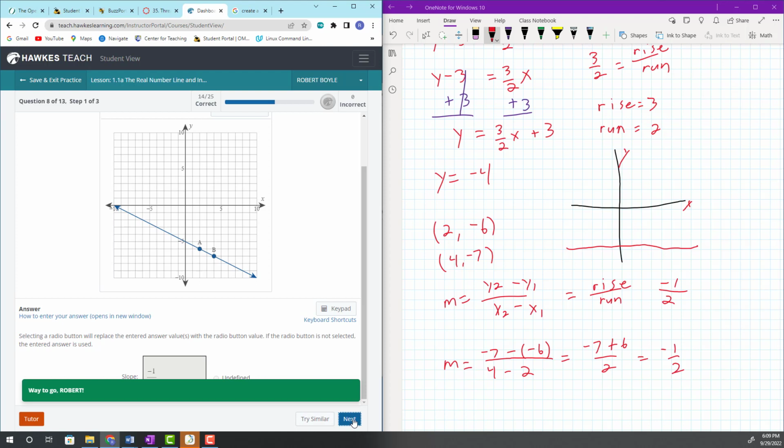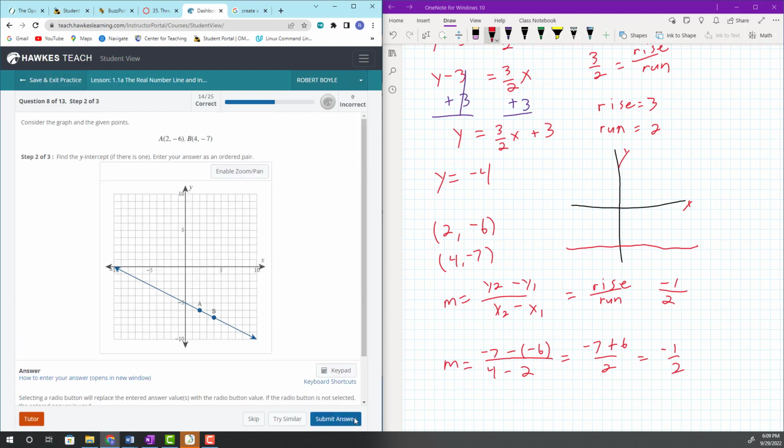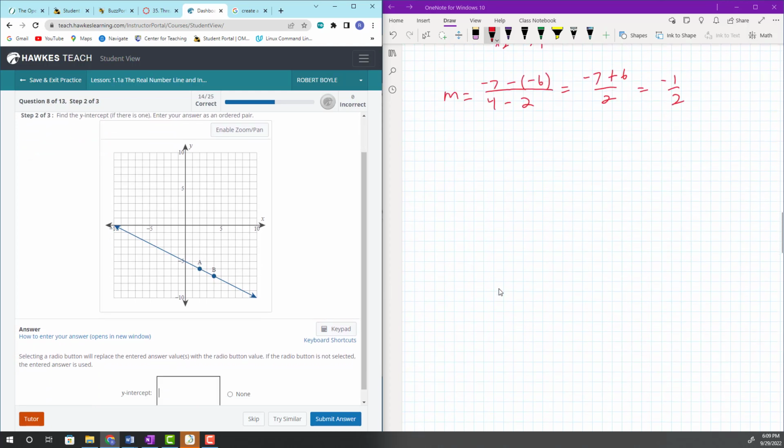Okay. We have 3 steps to this bad boy. We want to find the y-intercept if there is one. Remember, the y-intercept is that value where it crosses the y-axis. Well, the y is that point where it crosses the y-axis, and it crosses the y-axis right there, and that is the point 0, -5.